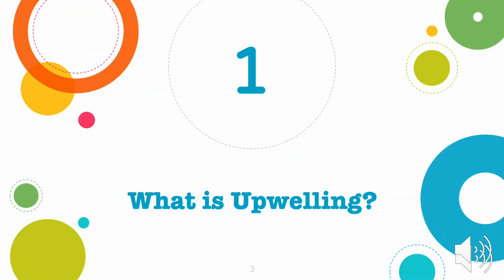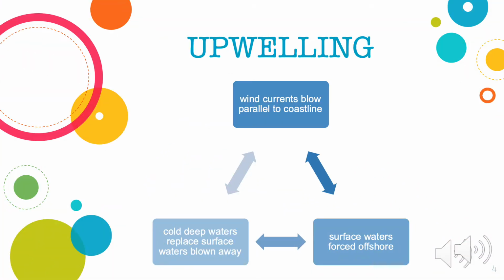First, let's start by defining upwelling. This is the process by which wind currents blow parallel to the coastline and force surface waters offshore. The cold, deep water rises in order to replace the warm surface water that was blown away.